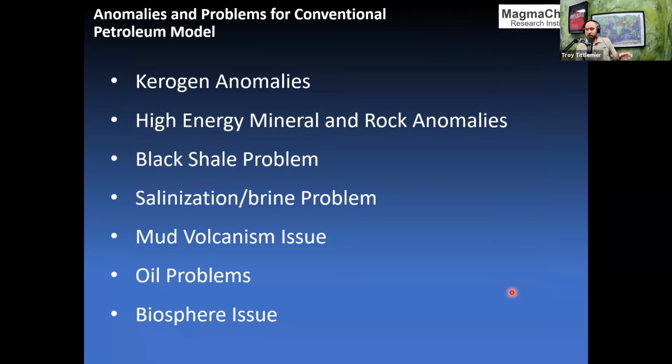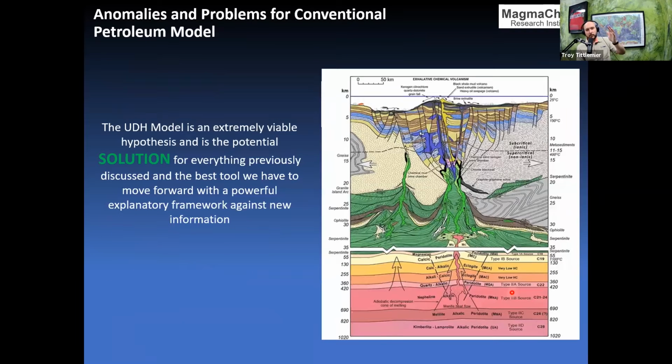So we go through this incredible list that Stan and MagmaChem has put together over many years of studying this planet and seeing these anomalies in the data reoccurring. We put them all together to give an idea of how we're going to get through this semester, or this webinar series, of how really the UDH model, that is finally being taught for the first time publicly through MagmaChem Research Institute, provides a potential solution to all this stuff.